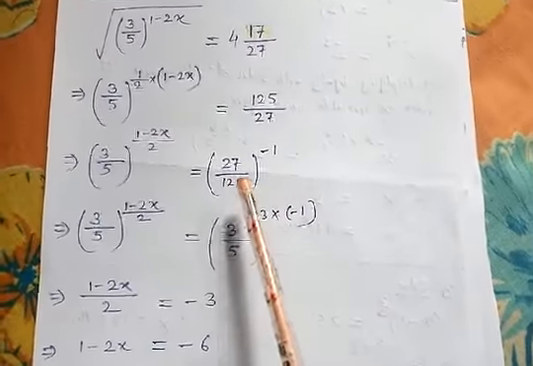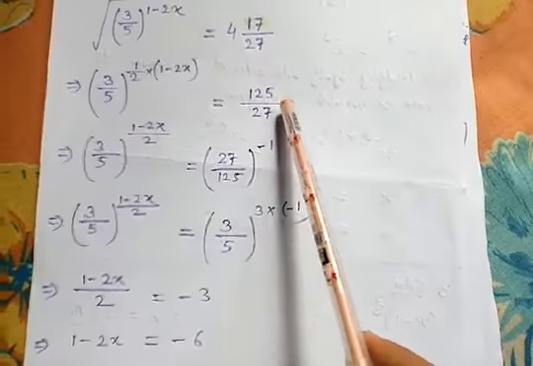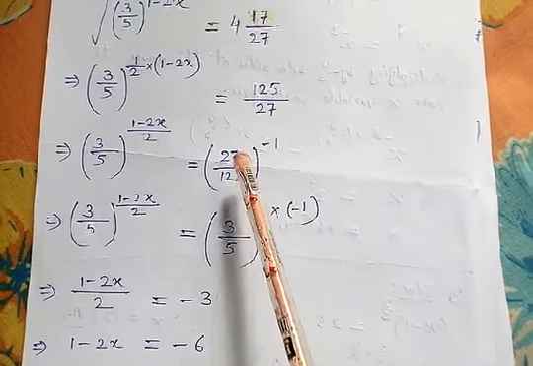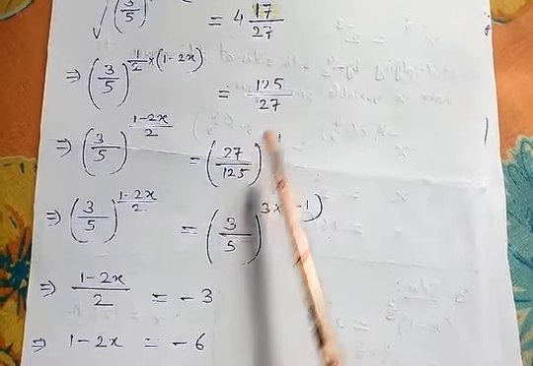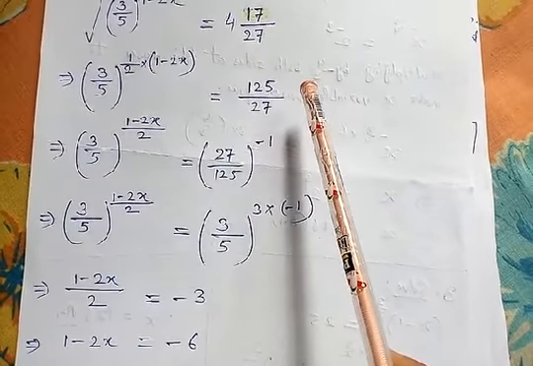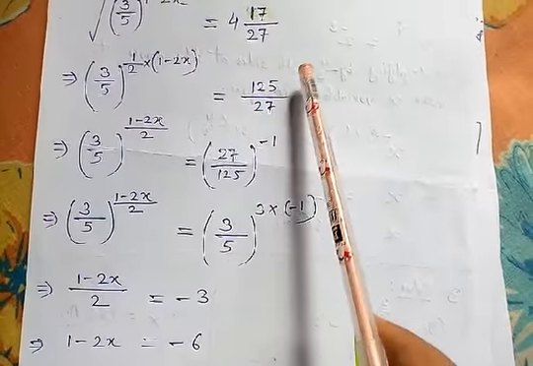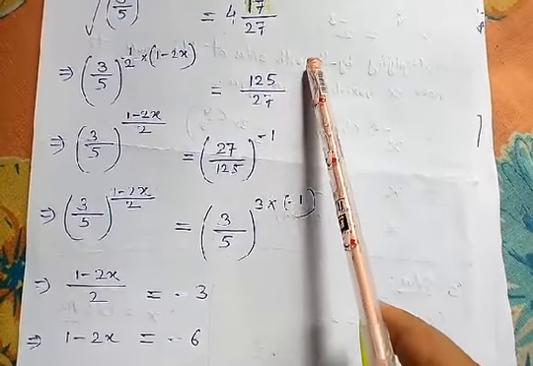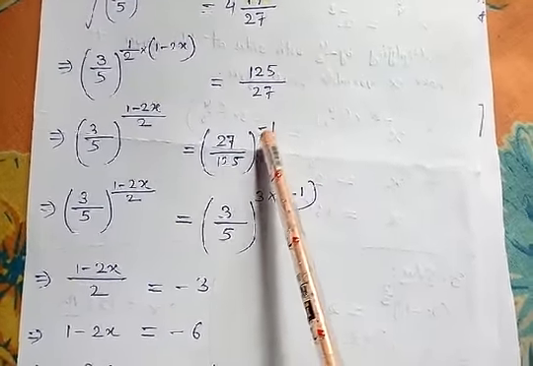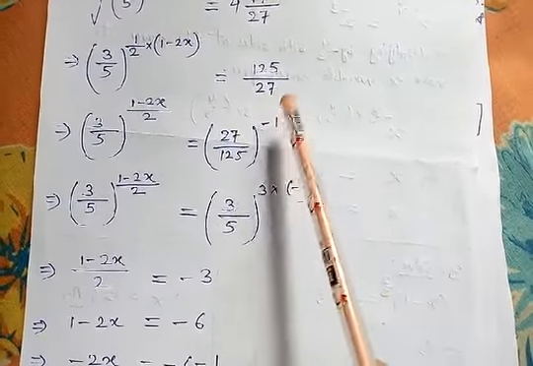So here what I have done, I have interchanged here. I wrote 125 by 27 as 27 by 125. So whenever we interchange numerator and denominator, negative power will become positive, positive power will become negative. But here there was no power, that means there was 1. So when there is 1, it will become minus 1. As plus 1 is invisible, no need to write, but minus 1 we should write.